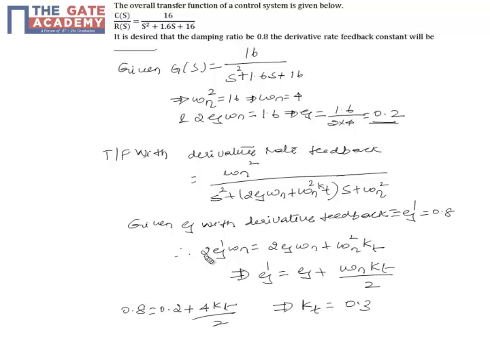When I divide the equation by 2 omega n, we get zeta dash as zeta plus omega n kt by 2. So the new zeta should be 0.8. The actual zeta of the system is 0.2 plus omega n, which we know is 4, times kt by 2. With this equation we can calculate kt as 0.3. So to achieve a zeta of 0.8 from 0.2, we need a derivative rate constant of 0.3.